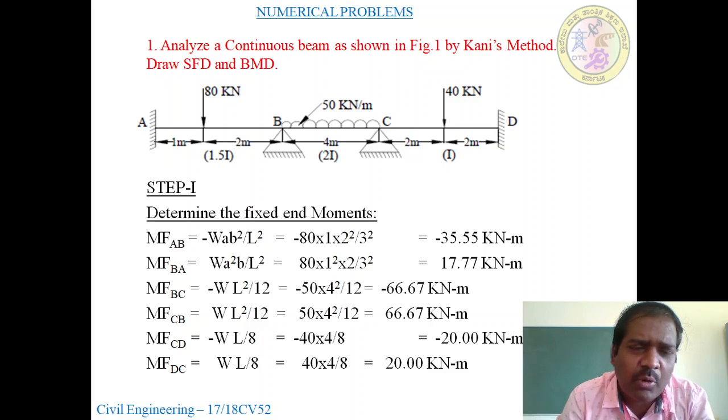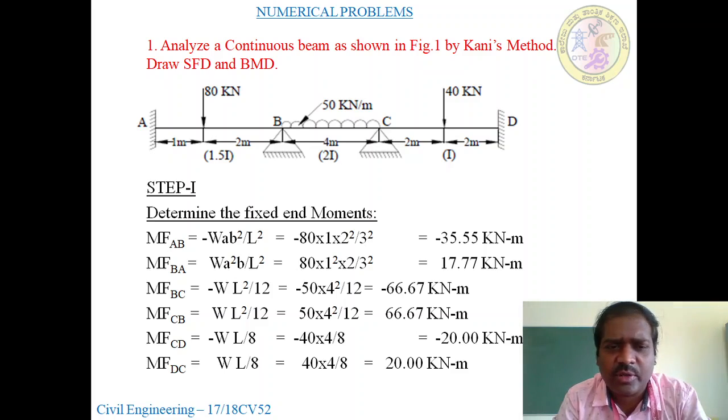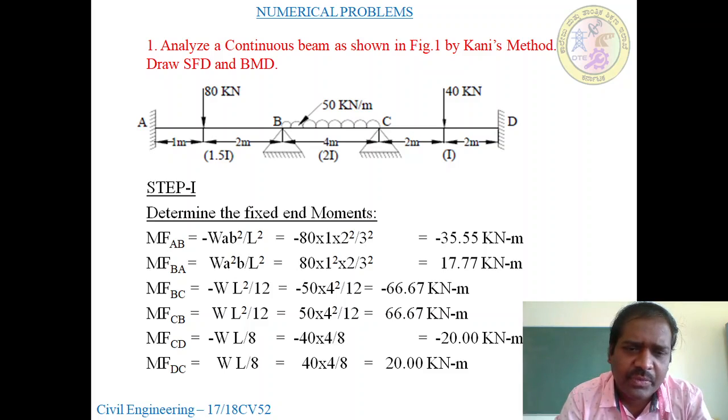If it is a point load not at the center, the standard equation to determine the fixed moment is minus WAB square by L square. Then MFBA is plus WA square B divided by L square. Here A is 1, B is 2, L is the total span 3. Based on the equations, we have to calculate the fixed end moments. So MFBC is minus WL square by 12 and plus WL square by 12. And CD, WL by 8 and WL by 8. Based on the solution, we have the values.